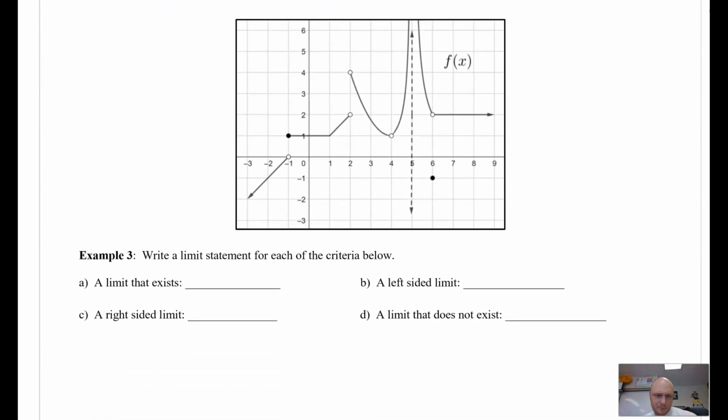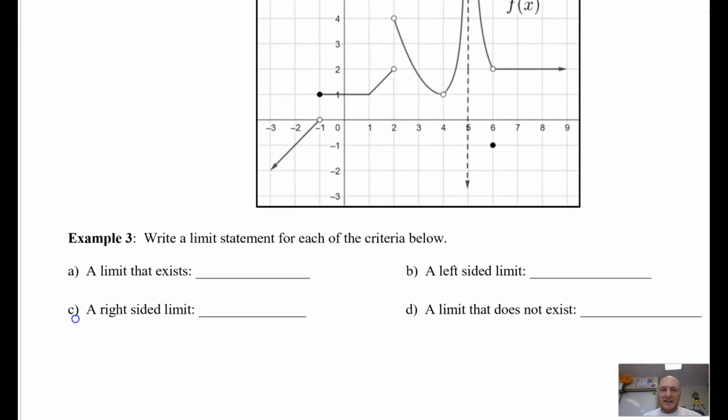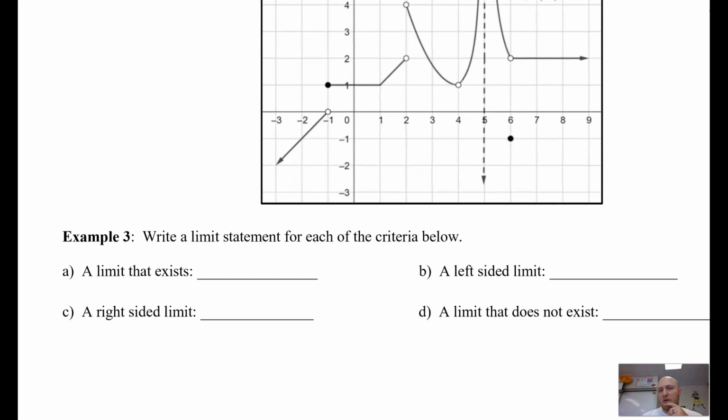All right. Example number 3. Write a limit statement for each of the criteria below. So here we're going to practice writing our limit notation, and this is extremely important. So a limit that exists. All right, let's look for a limit that exists. Okay, how about right here at 4? That limit exists, right? The limit from the left and the limit from the right do exist.